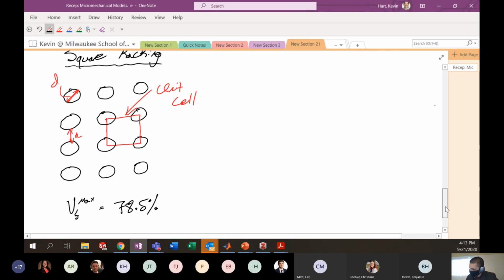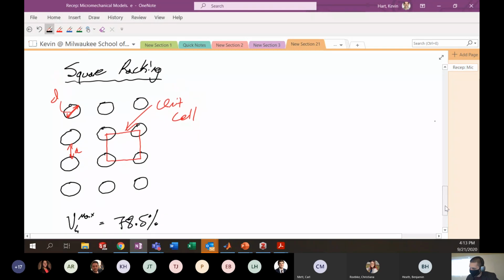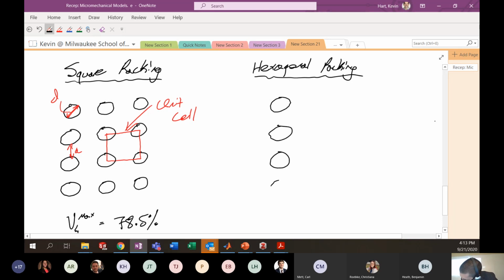Right. You may also consider a hexagonal packing arrangement, which is the absolute maximum upper limit. This is the best you could do. And it would look something like this. Where you have these fibers offset with each other in a triangular pattern. It's like the best way to arrange cookies on a cookie sheet if you're going to bake.